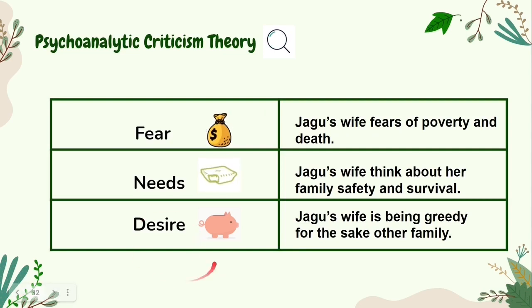Last but not least, Jagu's wife is being greedy for the sake of her own family. Her desire to take care of her family, support them through thick and thin, and help them if a problem occurs made her become a selfish person. Her strong ambition to protect her family caused her to have a conflict with her husband. But at the end of the day, after Harry confides in her about his family, she started to feel softer and understand Harry more.